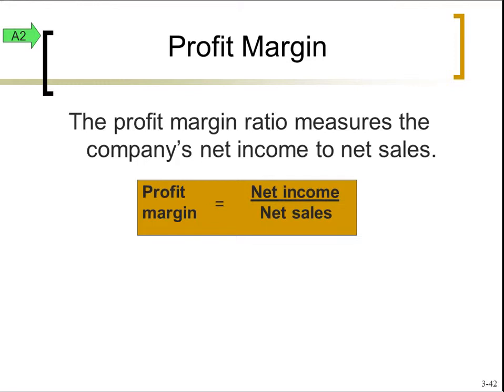It always has to be less than 100%. It certainly can never be more than 100%. It doesn't make sense to have more income than you did sales. That just can't happen. And it never makes sense to have 100%. The only way that would happen is if you had absolutely no expenses, which would be great, but it just isn't realistic. So your net income is going to be less than your net sales. Thus, your profit margin is going to be less than 100%.